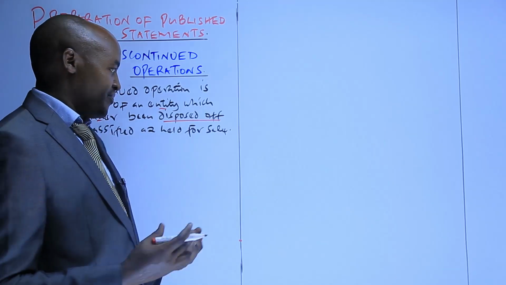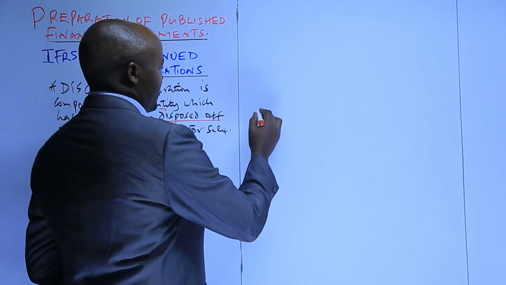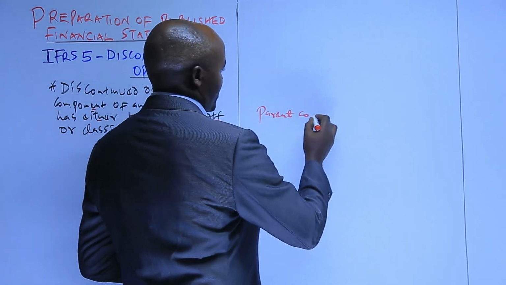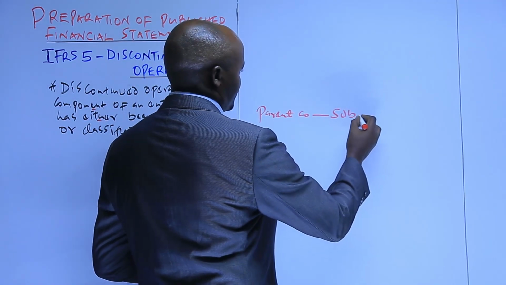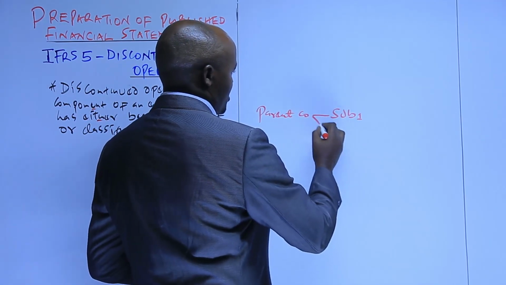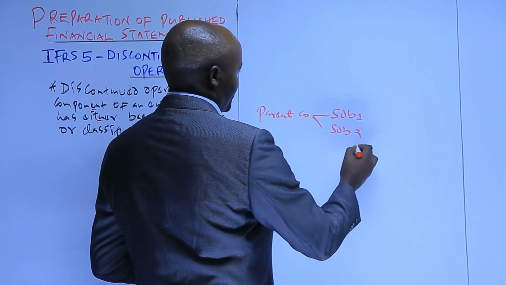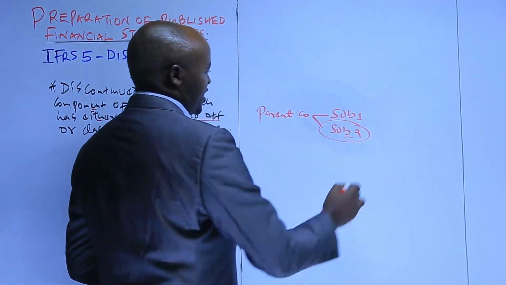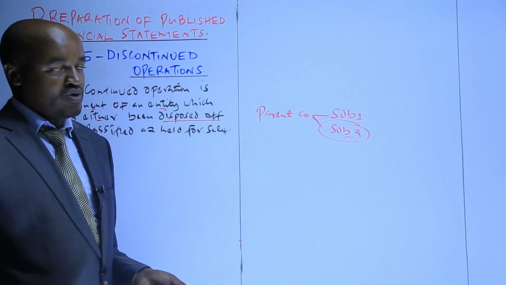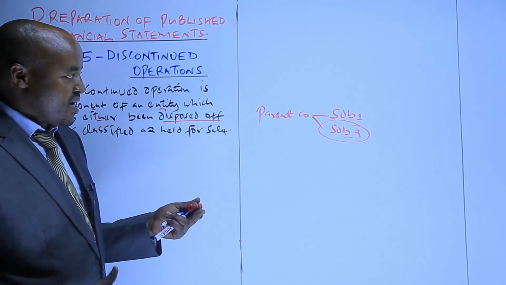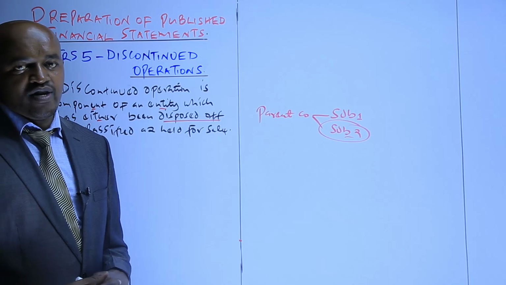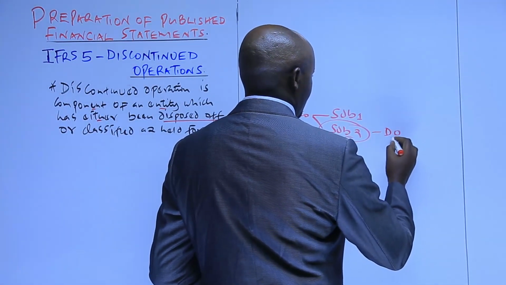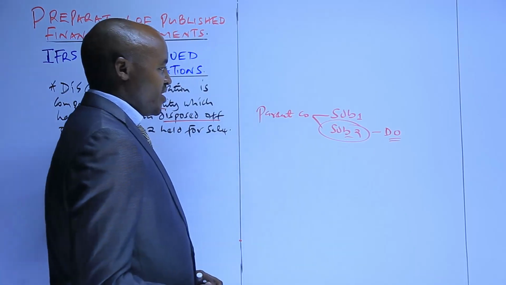So it means that if we have a parent company and this parent company owns a number of subsidiaries, maybe subsidiary 1, subsidiary 2, and so on, this parent company may sell off that particular subsidiary. In that case, we say the parent company has disposed of one of its subsidiaries, and therefore this qualifies to be classified as a discontinued operation.